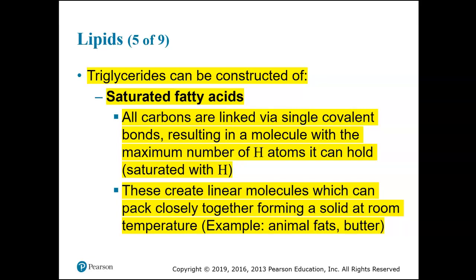Okay, this should be the last recorded lecture for Chapter 2. This is slide set 2B, and we are covering lipids now.